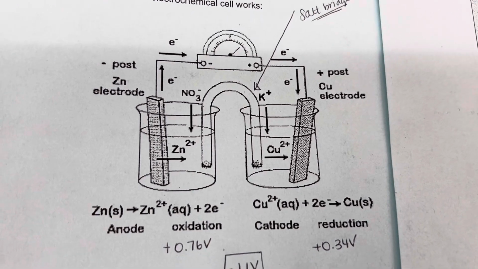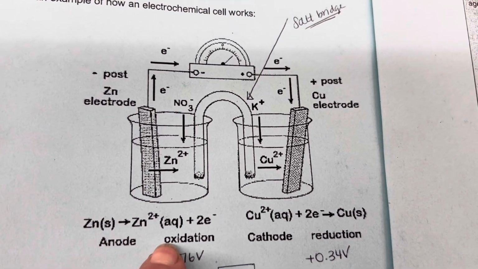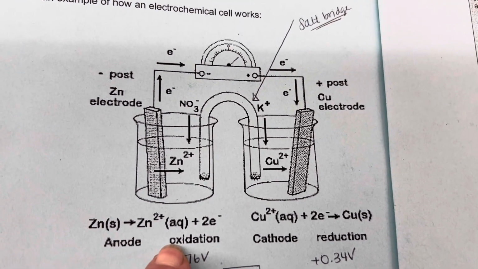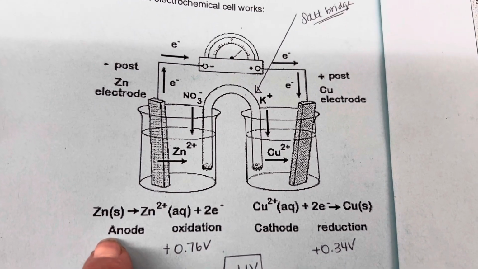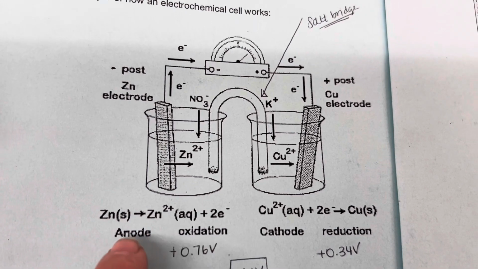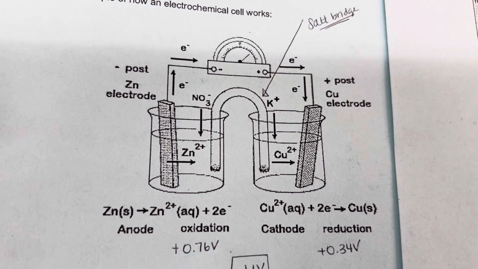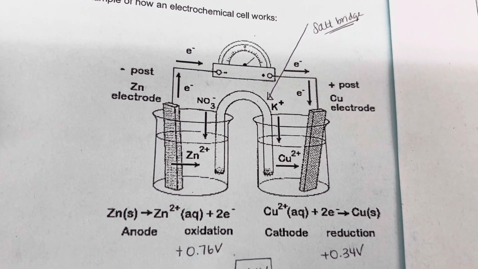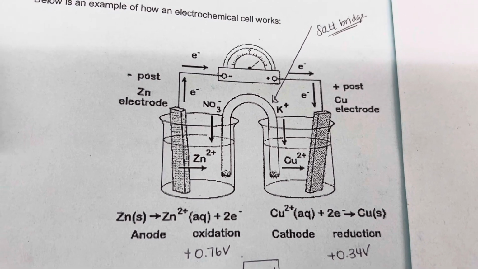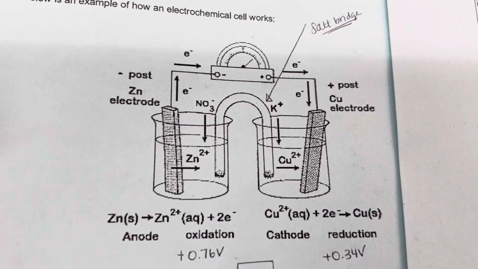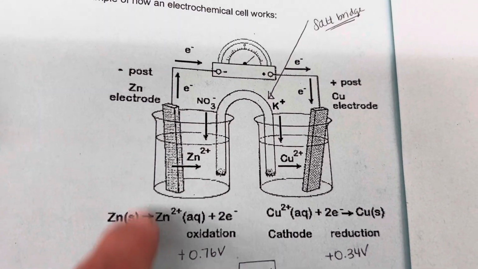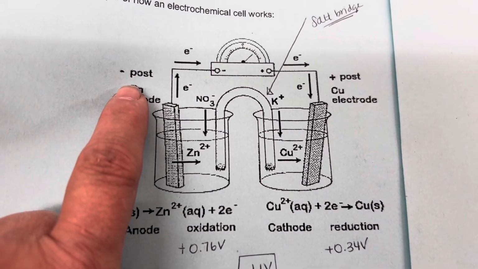The easiest way to remember this: if something is undergoing oxidation, it starts with the letter O, it's a vowel. Anode starts with the letter A, also a vowel. Oxidation is the anode end of the battery. And we know that the anode end of a battery is the negative end of the battery. So here we say this is the anode, and we see it's at the negative post.